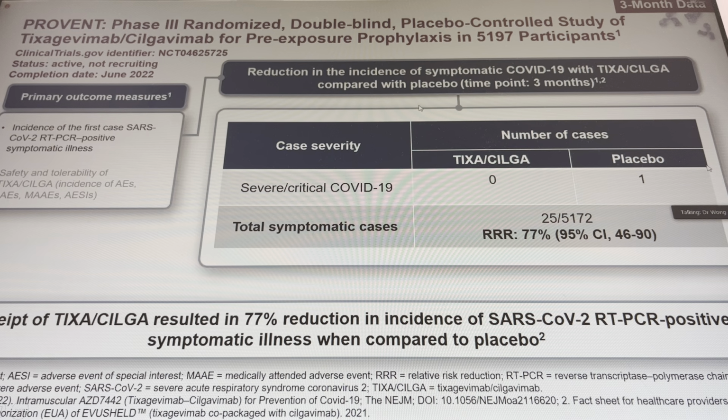So if you look at the primary outcome in terms of the incidence of SARS-CoV-2 infection, you find that at the time point of 3 months, the risk reduction was 77%. So basically, Evusheld resulted in 77% reduction in SARS-CoV-2 PCR positive symptomatic disease when they compared it to the placebo group. So that's quite good. Next slide.